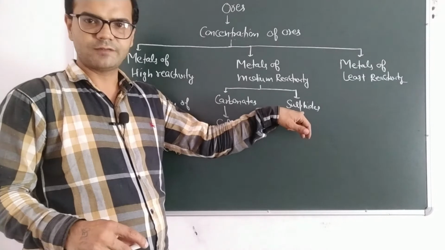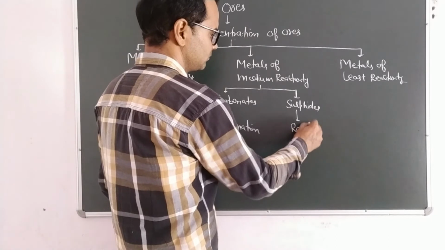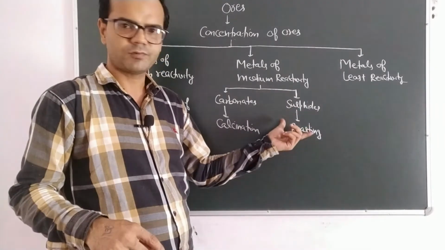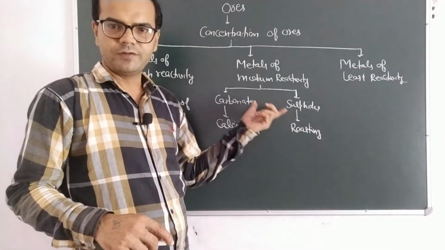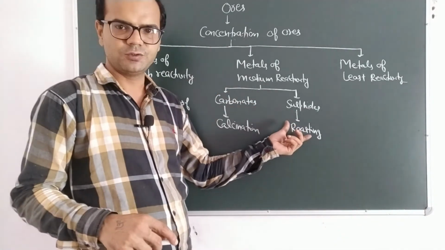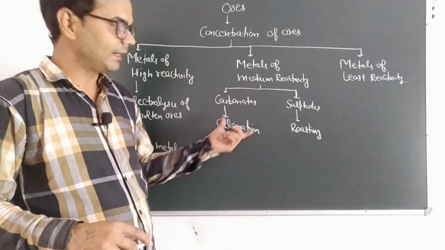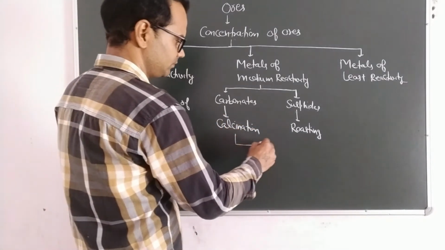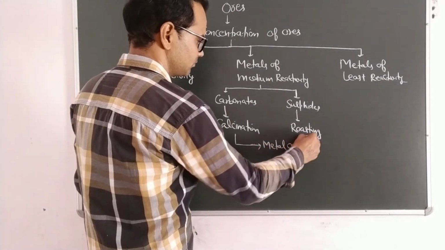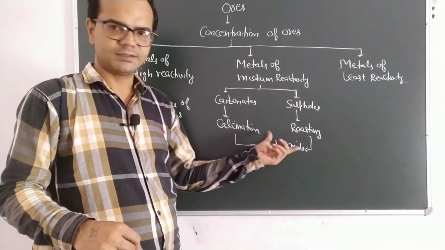For sulfides, we apply roasting. Roasting is the heating of sulfides in the presence of oxygen. Both are carried out in the same furnace. If calcination is used, then the oxygen supply is stopped. If roasting is used, the oxygen supply is started. After calcination and roasting, metal oxides are obtained.